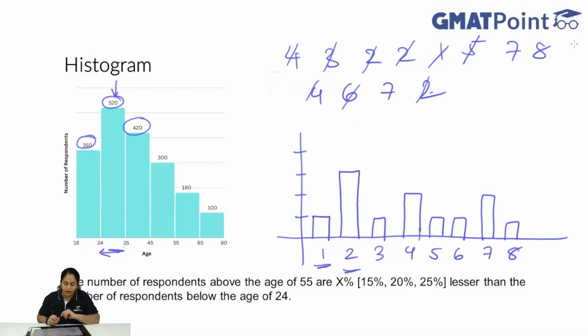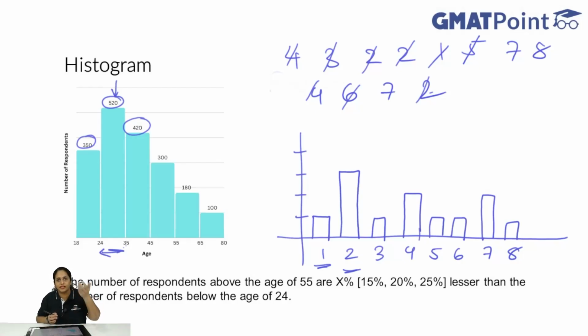Now consider the histogram that is given. We are given the number of respondents and the age of the respondents. So of the respondents, how many were of the age between 18 to 24? The number of times where the age is between 18 to 24 came 350 times. How many times did it come where the age was between 24 to 35? It came 520 times.